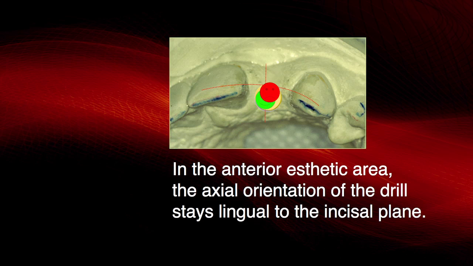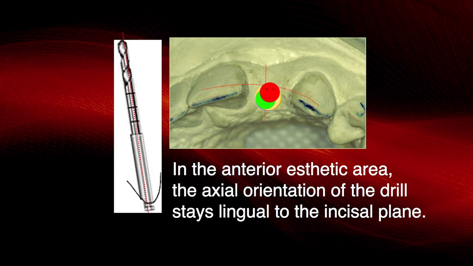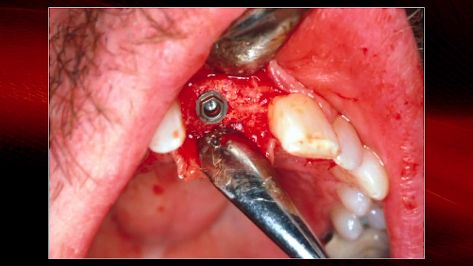There'll be threads showing. So placing it more to the palate, you're going to avoid that problem. So here's an illustration of the drill, the 2mm twist drill entering on the palatal side of the crest, just about 1 millimeter to 2 millimeters. And then again placing the implant to the palatal bone.